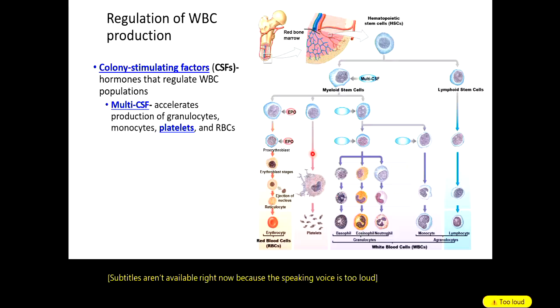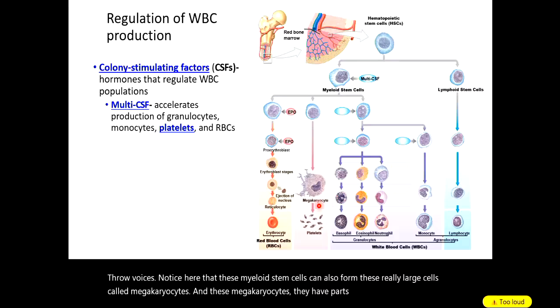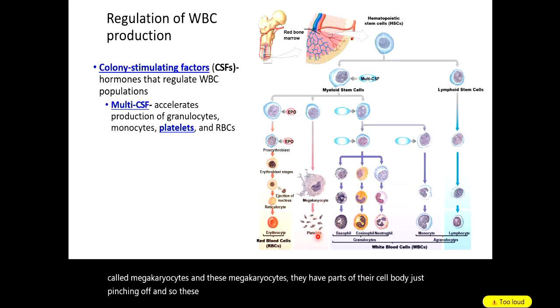Notice here that these myeloid stem cells can also form these really large cells called megakaryocytes, and these megakaryocytes have parts of their cell body just pinching off, right? And so these platelets will contain clotting factors. Platelets contain clotting factors, and that's what causes the blood clot formation to happen.